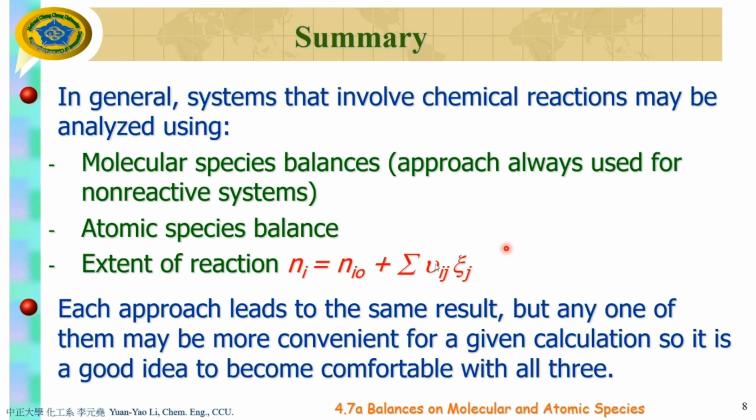Why? Because when you do the computation, when you do the programming, the extent of reaction is easier for programming. But when you want to do it quickly by hand, you use the atomic species balance. That will be easier for the calculation. But once the process involves chemical reaction together with separation, non-chemical reaction, then you might need to use the molecular species balance for this. Okay?